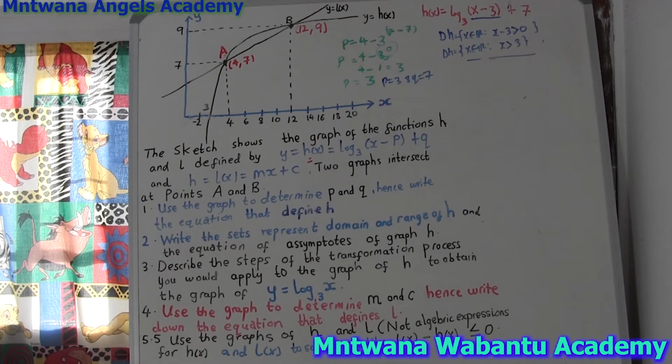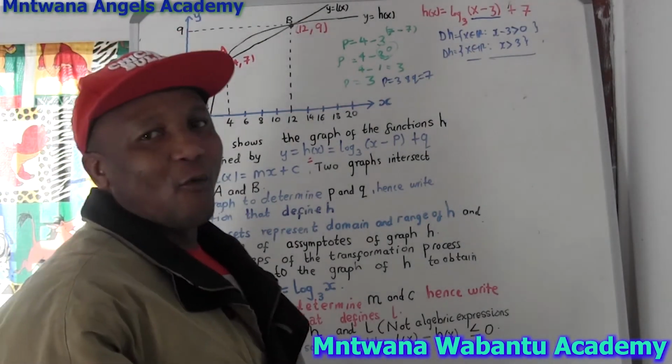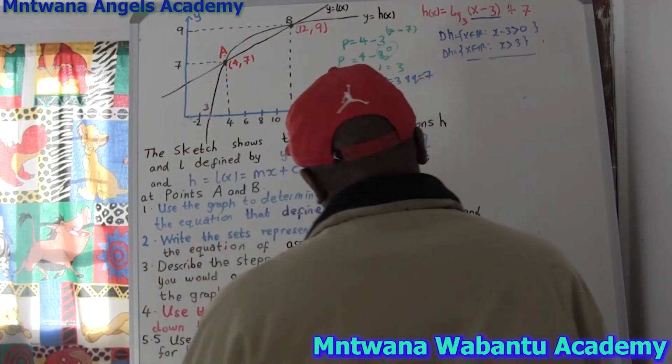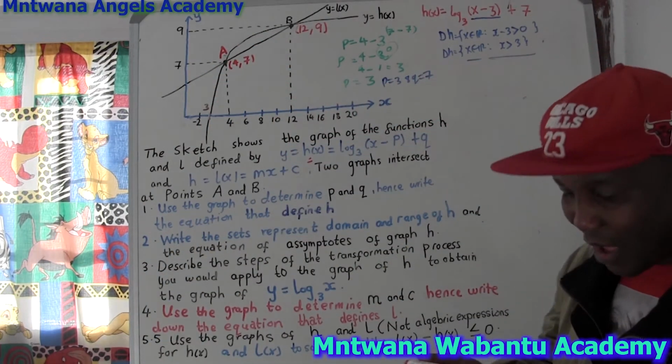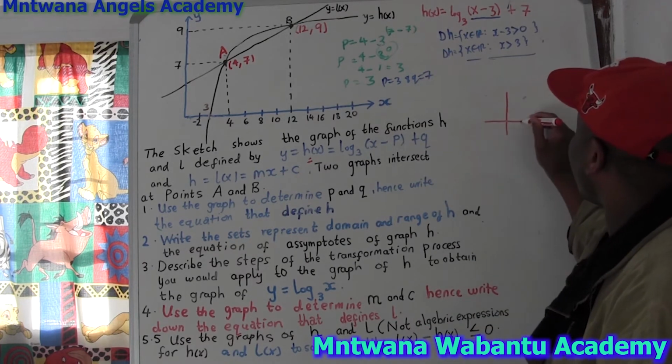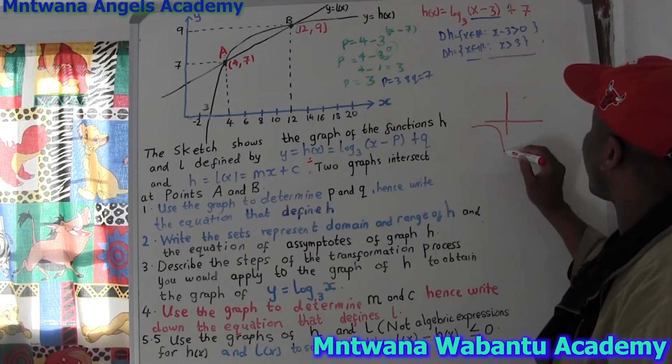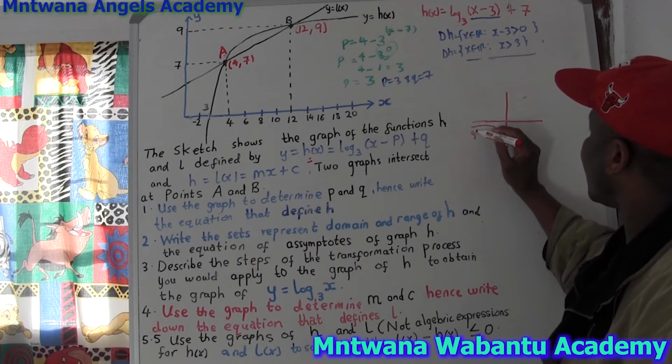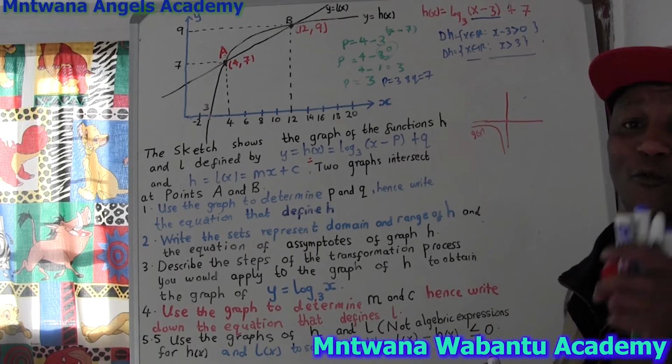Range means the value of y. Some people sometimes don't know how domain and range work, so let me just explain quickly for range. If somebody gives, let's say, the graph of this, what is the range of this graph? Let's say g of x. So range is the value of y.